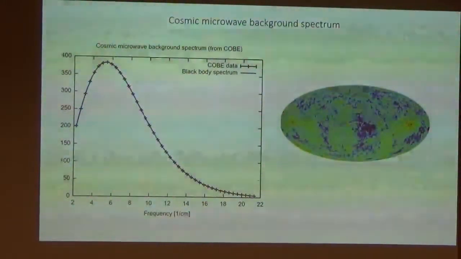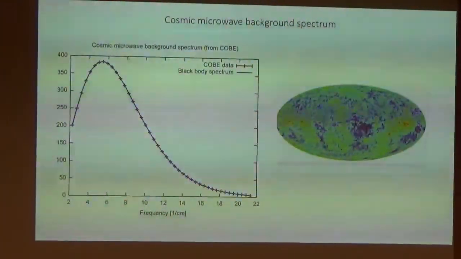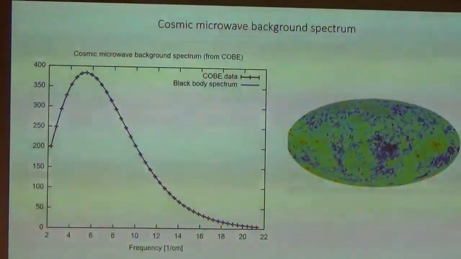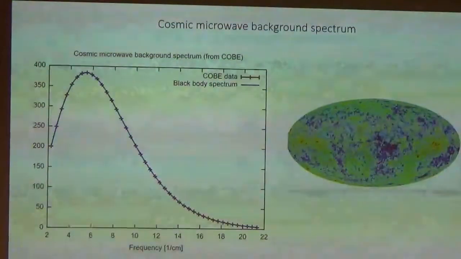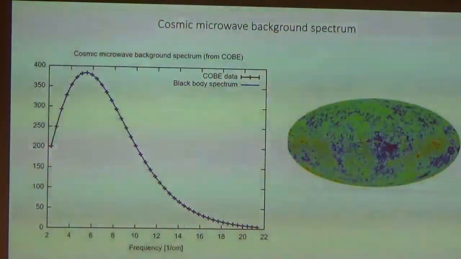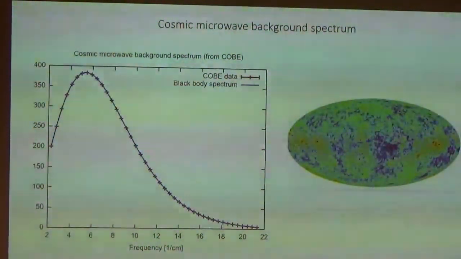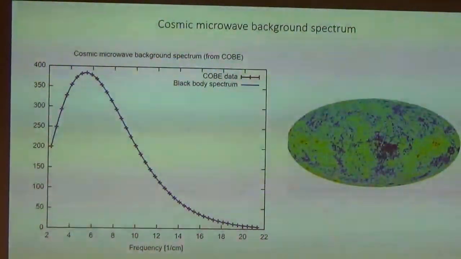Next slide. And also you can see from this microwave background map, which is a snapshot of the universe 300,000 years after the Big Bang, it's a perfect black body. And from that we can also estimate the temperature of the background radiation from the spectrum. Just to show you that this black body stuff is quite universal on many scales.